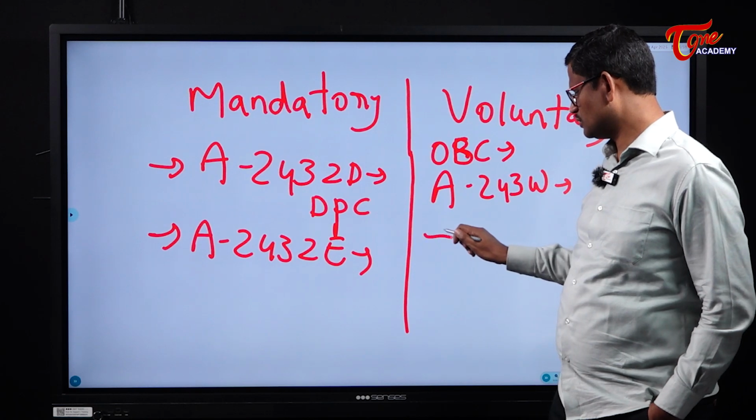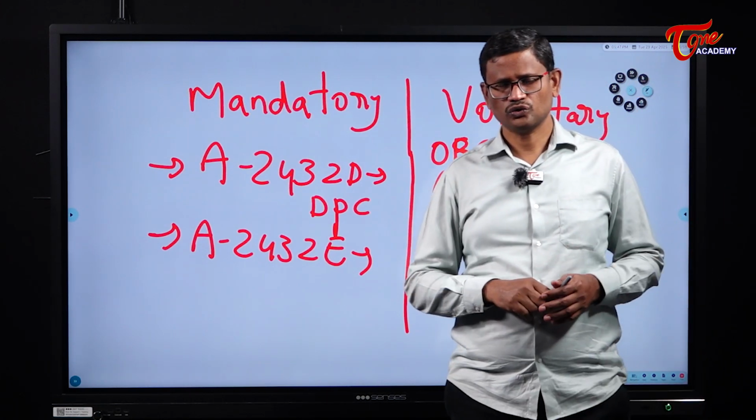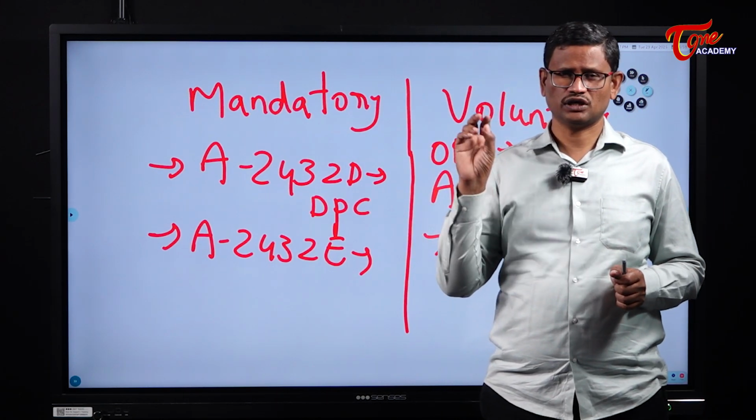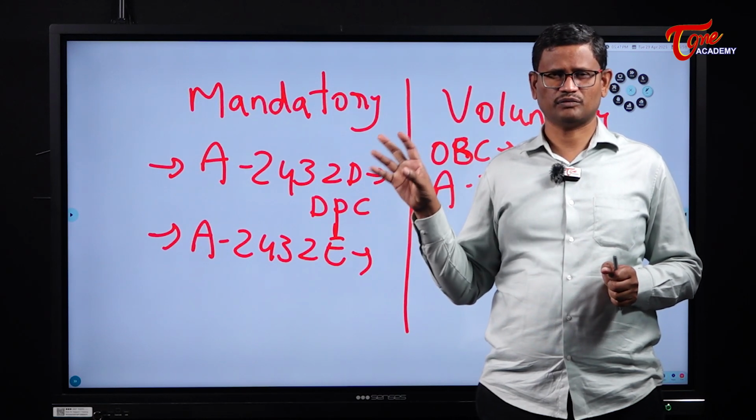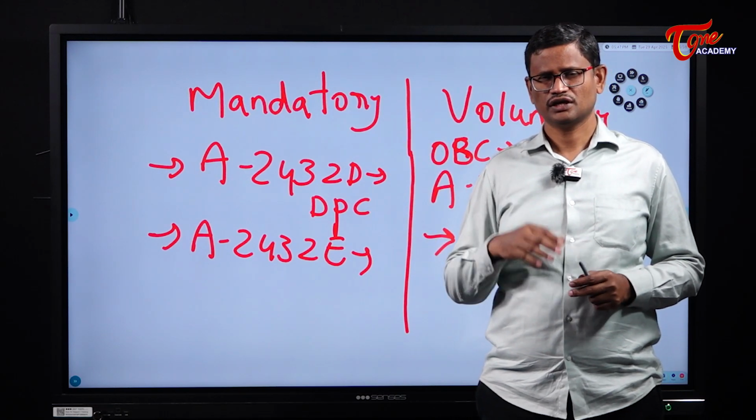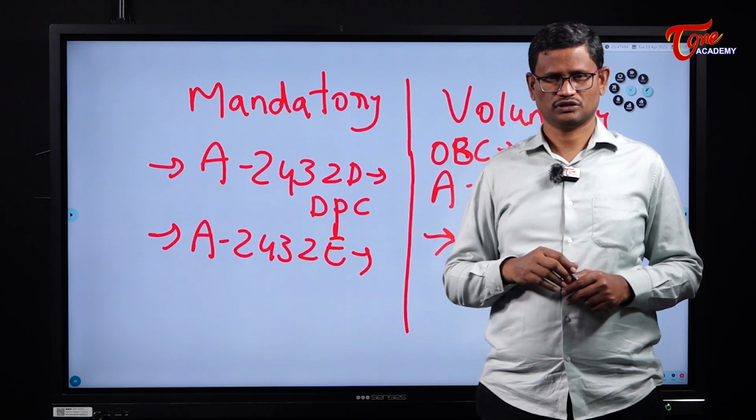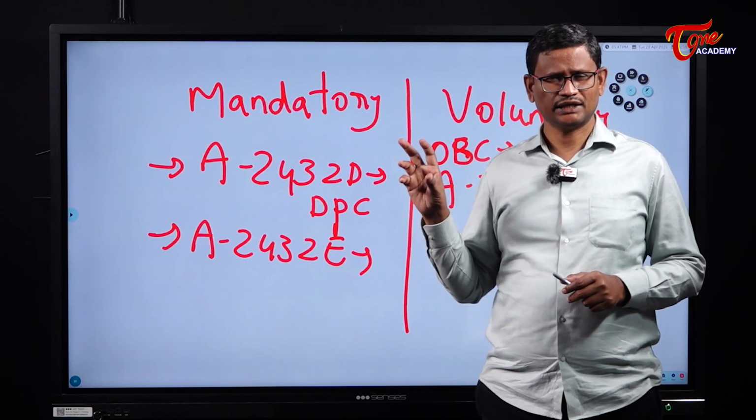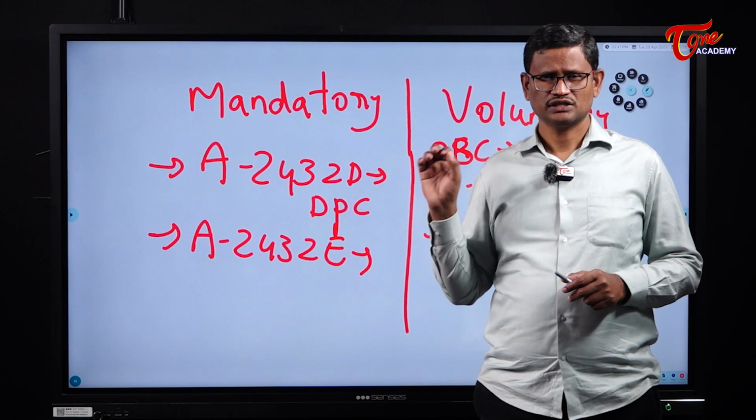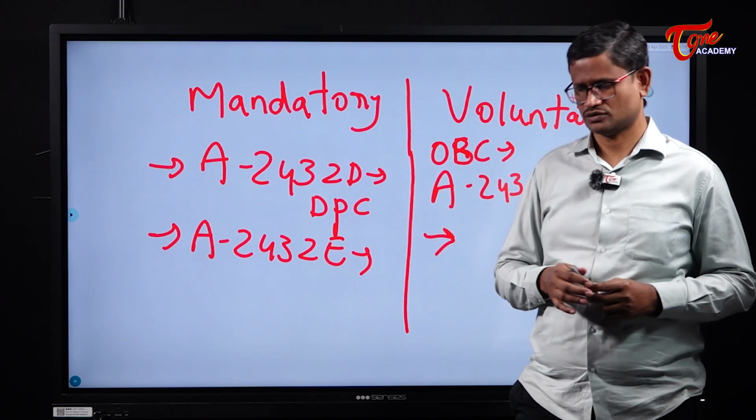Then similarly in the urban local bodies, whether to give ex officio membership to the members of Parliament and the members of the state legislatures is again a voluntary provision. So, these are the mandatory and voluntary provisions of the 74th Amendment to the Indian Constitution.